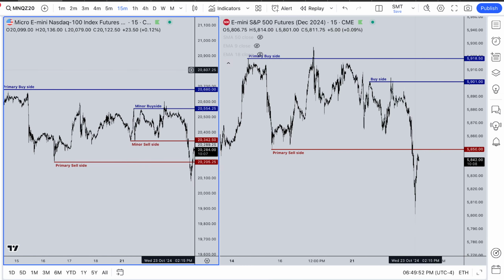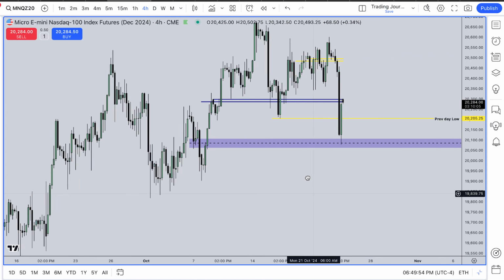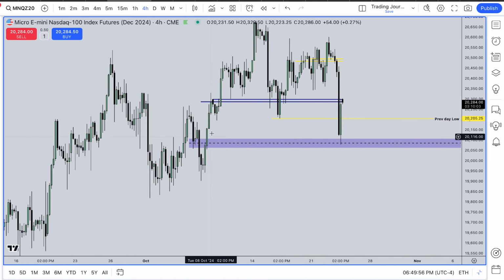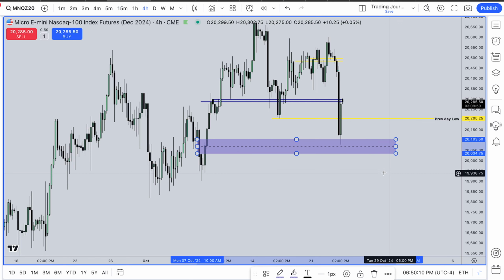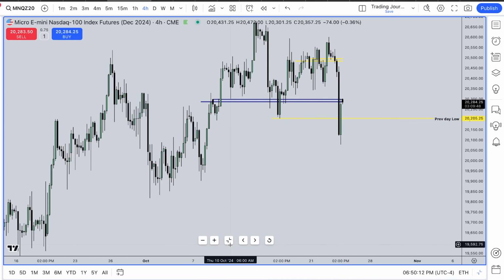Okay. So that's the 4-hour chart. We see in here an order block, a fair value gap. With this fair value gap I'm talking about, and then this inverse fair value gap. And I'm on the hourly chart.